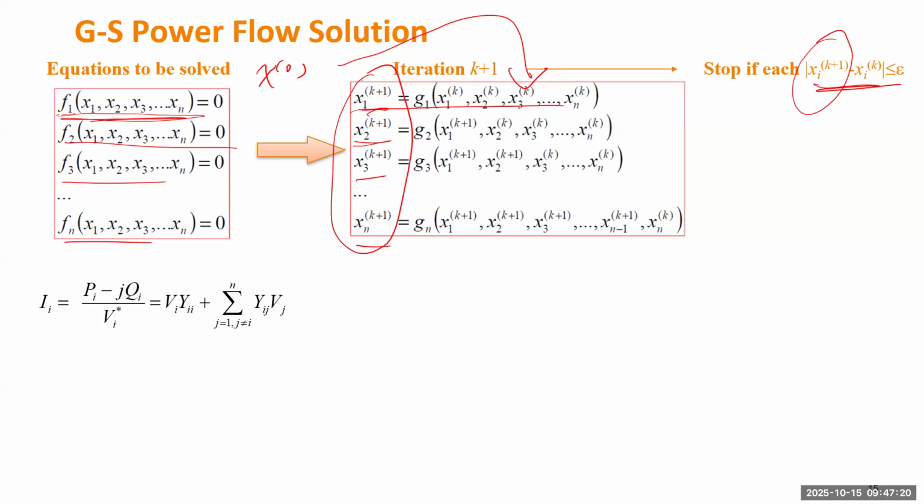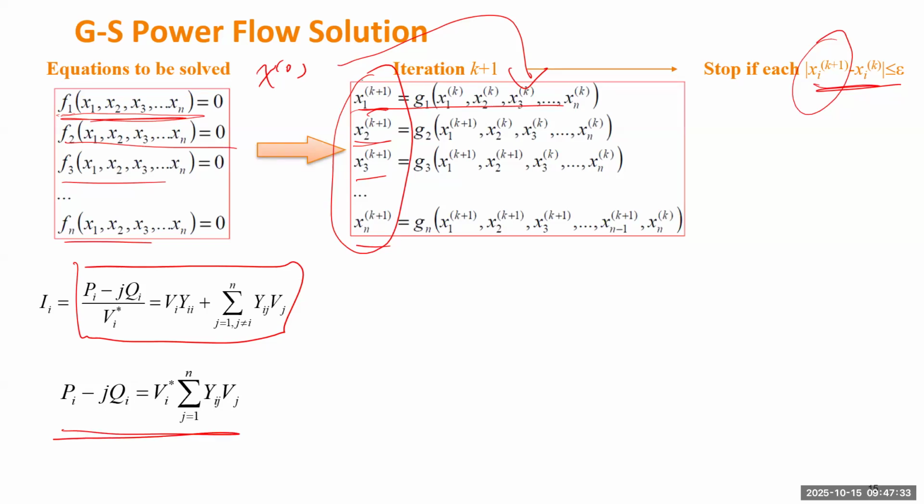We start from this power flow equation. We can rewrite the equation. We multiply both sides by the denominator, so we'll have this one. So in this equation, the real part will tell you how to calculate P. The imaginary part will tell you how to calculate Q.